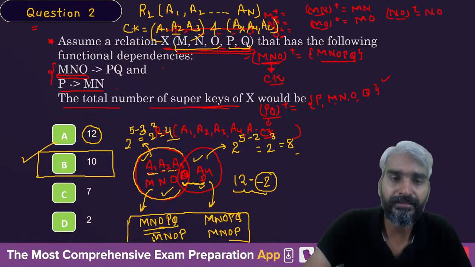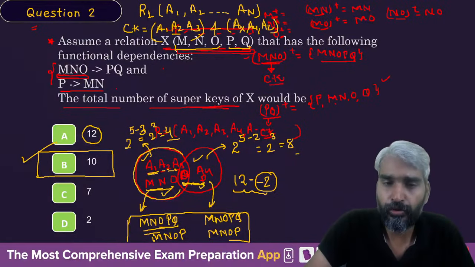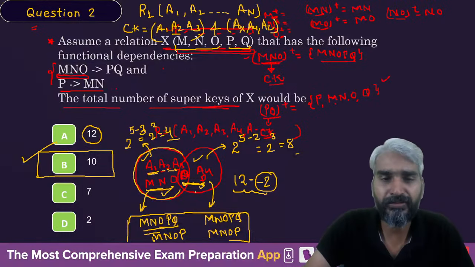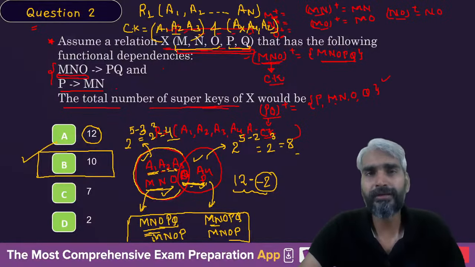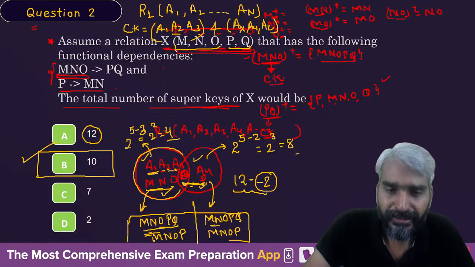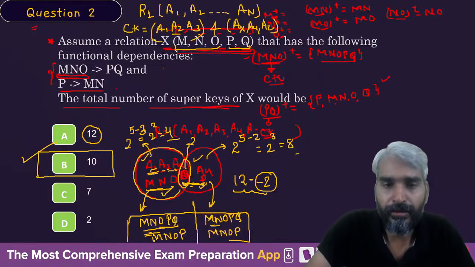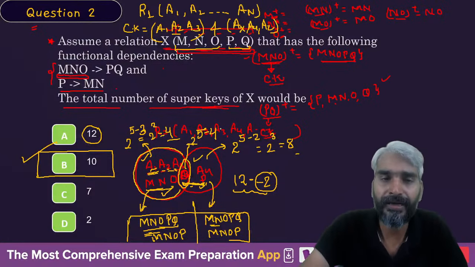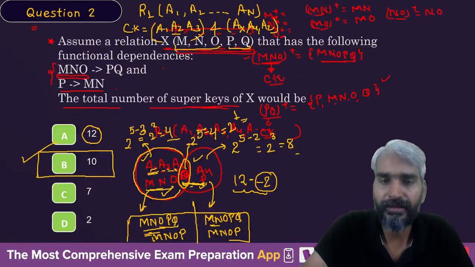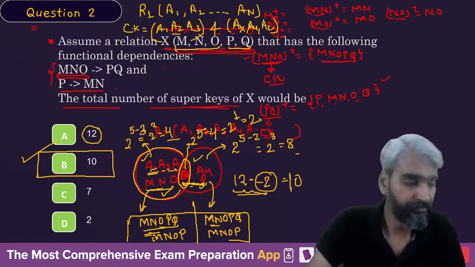This 3 must be present in all the super keys with respect to the MNO candidate key, and these 2, O and P, must be present in all the super keys with respect to OP. So if common attributes are there, they will be counted twice, therefore they should be subtracted from at least one. So how many common are there? In these 4 elements, 2 raised to the power 5 minus 4 will be 2 raised to the power 1, that is 2 keys are common. So when you subtract these common keys, you will be left with 10. Done.